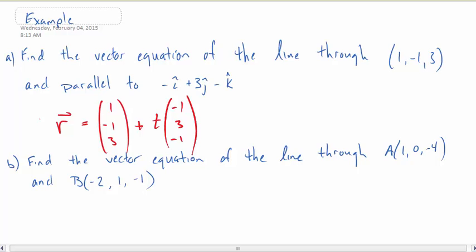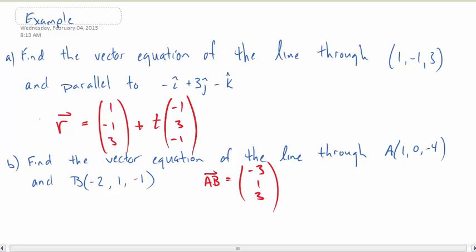For part B, what's different? Well, they don't tell me the direction, but we can find it. The direction vector is going to be vector AB, or for that matter, we could find vector BA. It does not matter which direction you go between these 2 points, because we're going to be multiplying by a scalar which can take both positive and negative values. But vector AB, I'm going to take my terminal point minus my emanating, so negative 2 minus 1, 1 minus 0, and negative 1 minus negative 4, which is 3.